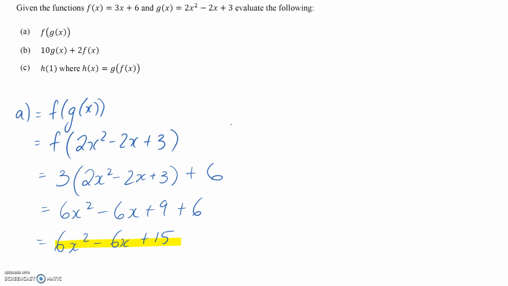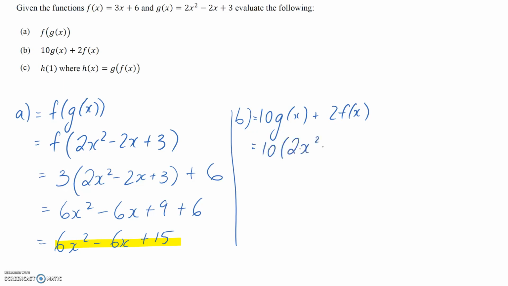Alright, so let's now do part B. So this one is 10g of x plus 2f of x. So here we're just doing functions of x's, which is what we were directly given in the question. So it's just a case of subbing them in. So 10, g of x gets replaced with 2x squared minus 2x plus 3. And then we've got 2 times f of x, which is the 3x plus 6.